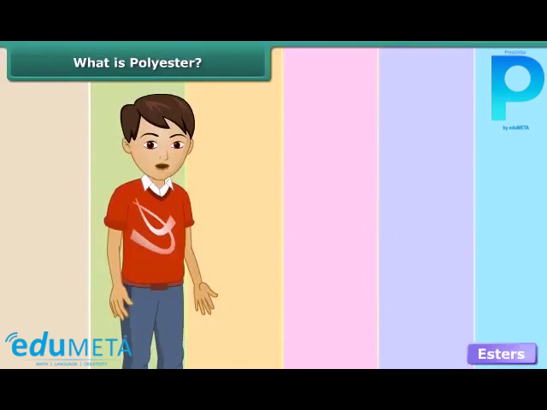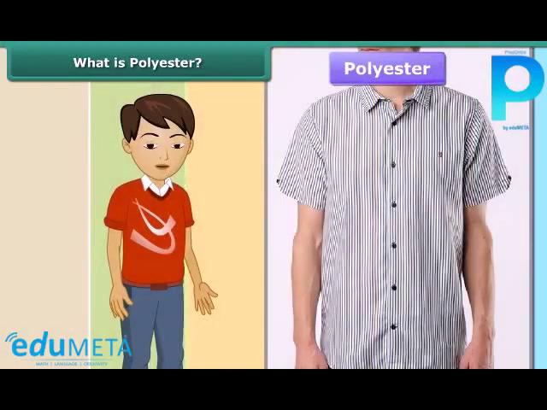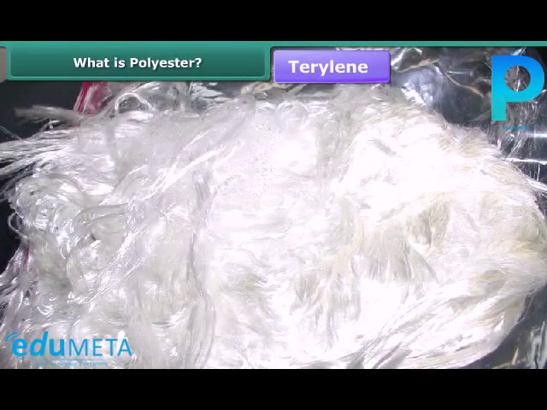Can you guess, just by hearing the word polyester, what it is made up of? As the word polyester comes from the words poly and ester, it is clear that it is made up of repeating units of esters. You must have seen people wearing nice polyester shirts and other dresses. Fabrics made of this fiber do not get wrinkled easily, remain crisp, and are easy to wash. Have you ever heard of terylene? It is a popular polyester fiber.